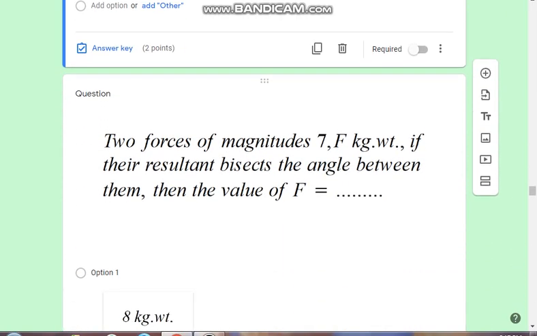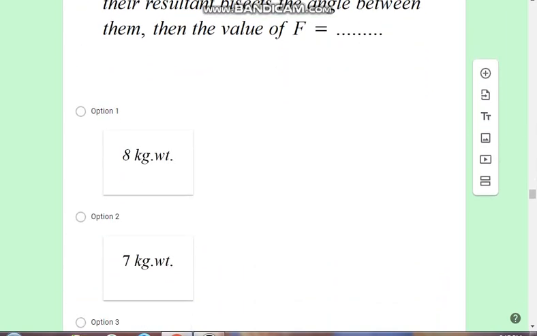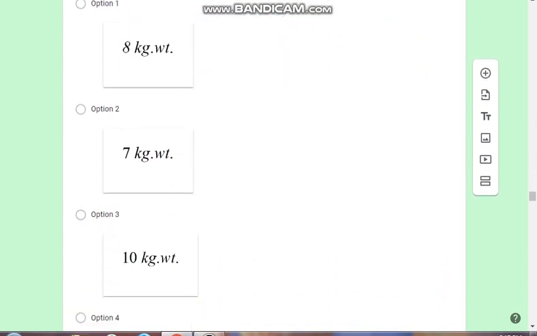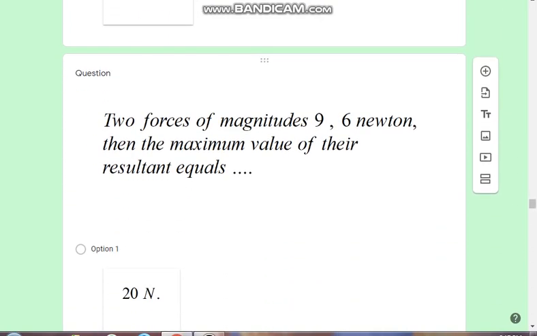Two forces of magnitudes 7 and F kilogram weight. If the resultant bisects the angle between them, then the value of F equals 8 kilogram weight, 7 kilogram weight, 10 kilogram weight, or 5 kilogram weight.